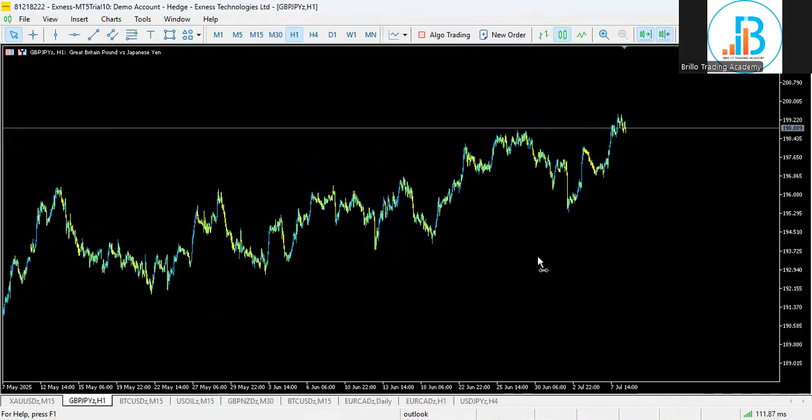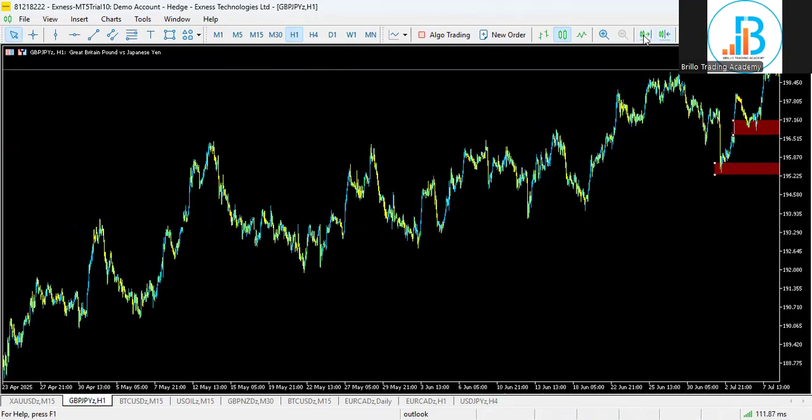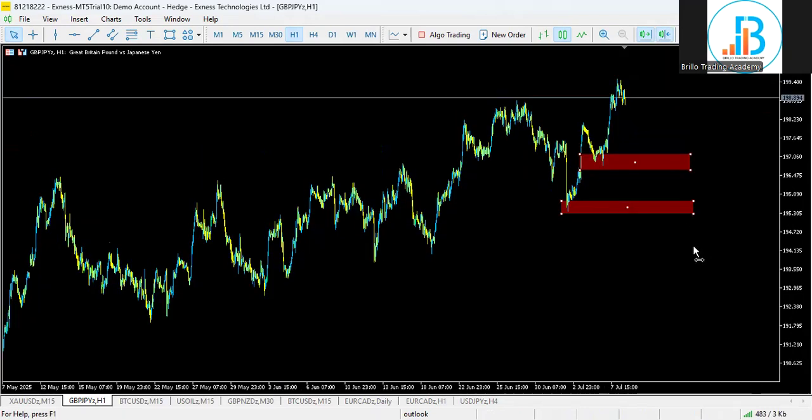Okay. So if I'm to identify a support level from this chart, this place can be a support zone because you saw when the price was coming down, you saw how this zone prevented the price from going down further and it went back up. And again, this place can also be another support zone, right? So that is it.